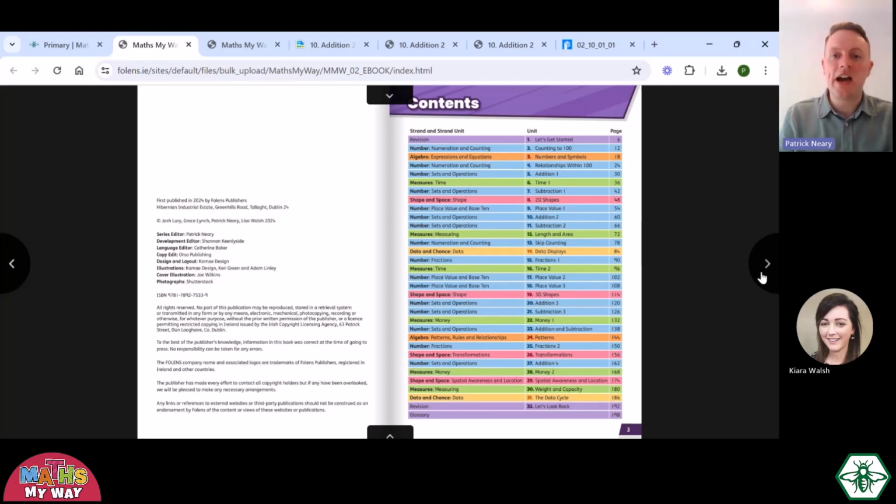First and second class are very closely aligned to support our multi-grade colleagues. For example, you see in second class that Time 1 is Unit 6, and that matches up with where it will come in first class as well. As much as possible, we've tried to align the different topics to support our multi-grade colleagues.